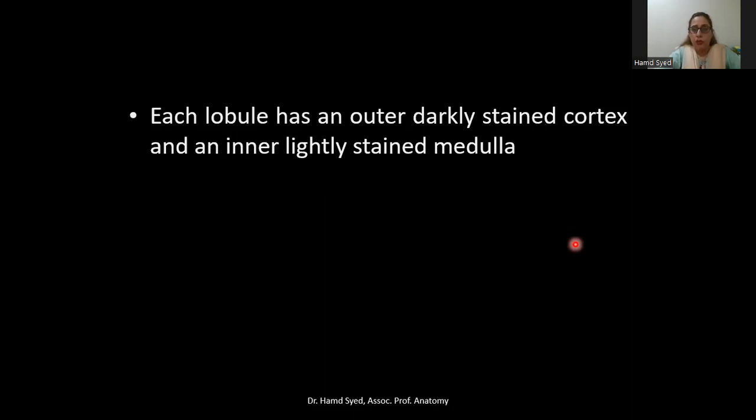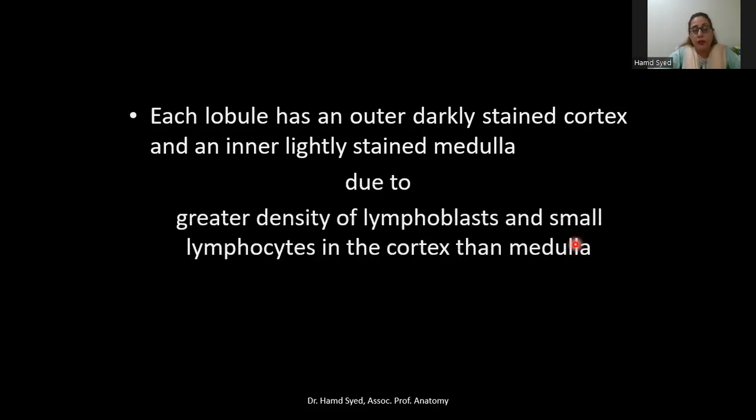And each lobule has an outer darkly stained cortex in comparison to an inner lightly stained medulla. This is because there is a greater density of lymphoblasts and small lymphocytes in the cortex in comparison to the medulla.